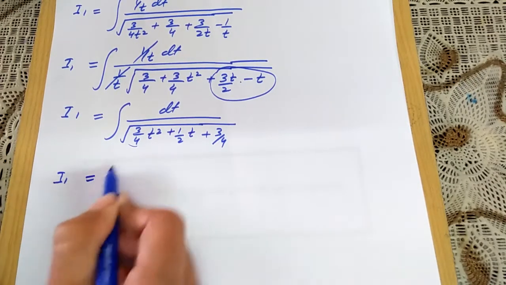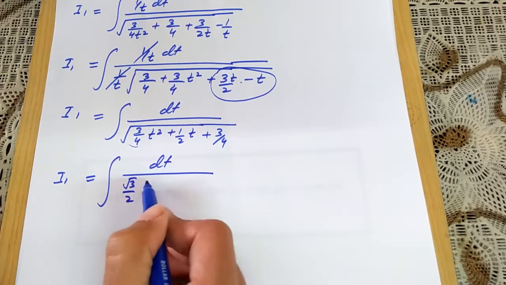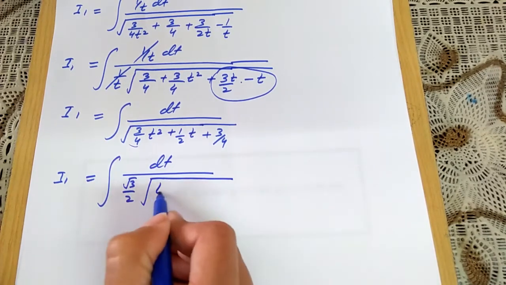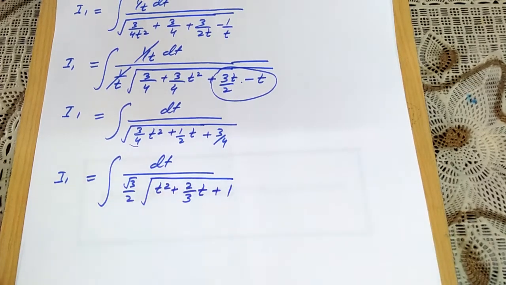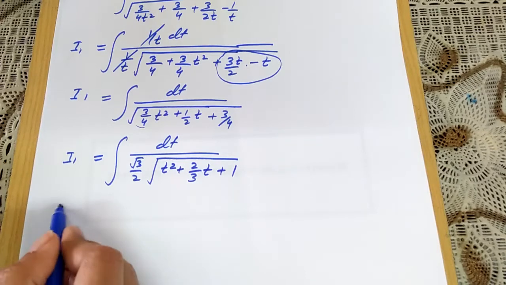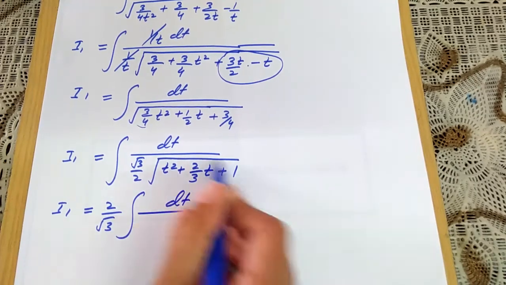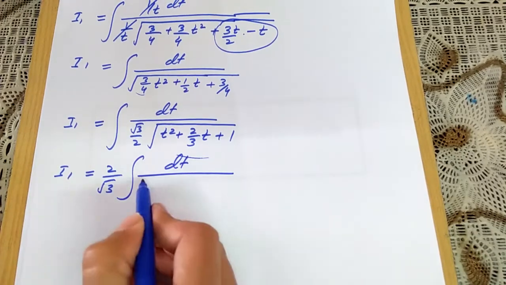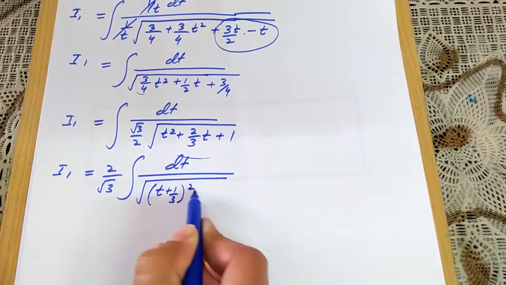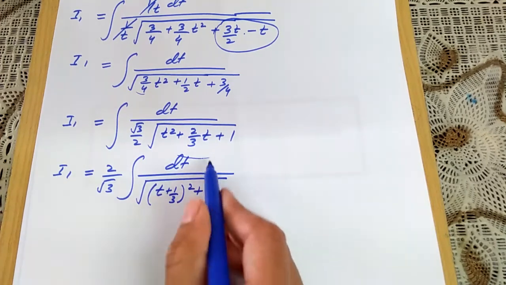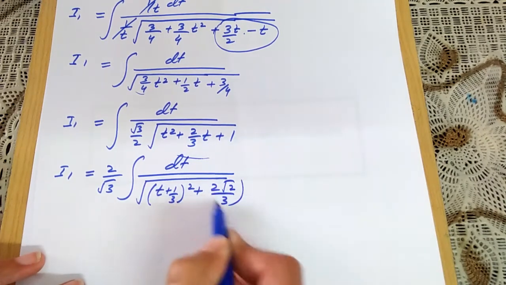I will be left with I1 is equals to integration dt over under root 3 over 2 outside, and this square root will be left behind with t square plus 2 over 3t plus 1. Now this will be moved outside, so I1 will be equals to 2 over under root 3 integration dt. By using the completing square method here, I will get inside my square root t plus 1 over 3 whole square plus this one. Here I will get 2 under root 2 over 3 whole square.